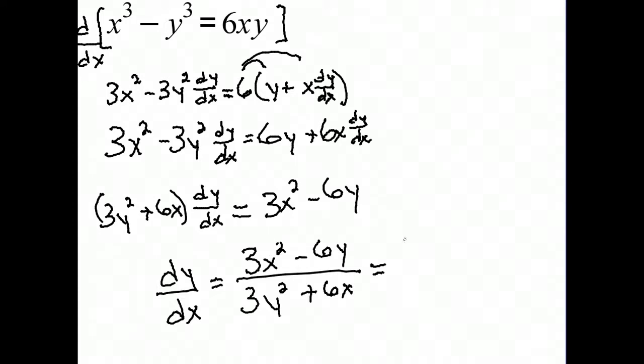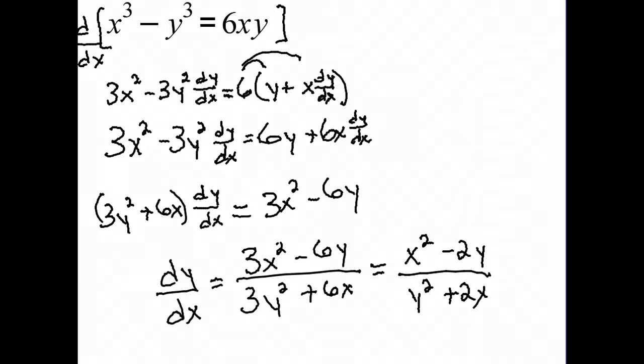Now we can simplify this slightly to say that we can take a 3 out of everything, and so we're left with x squared minus 2y all over y squared plus 2x. And that is my derivative of y with respect to x.